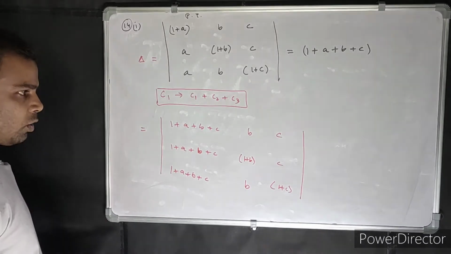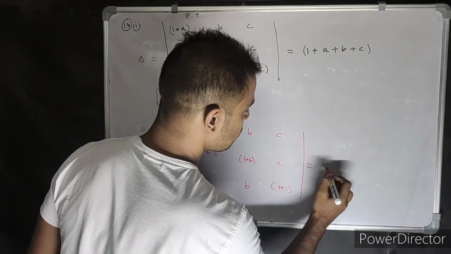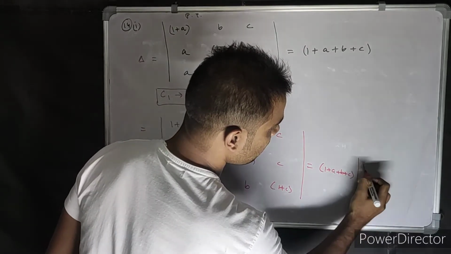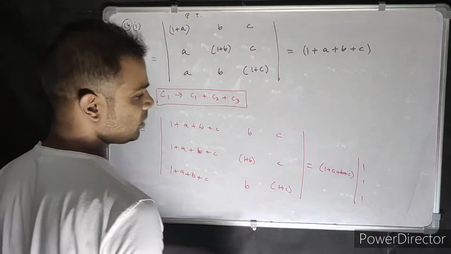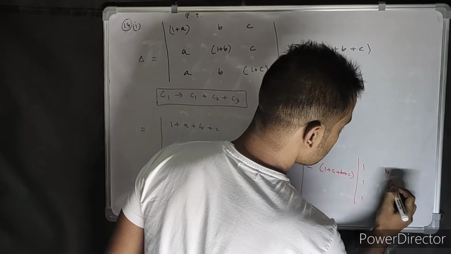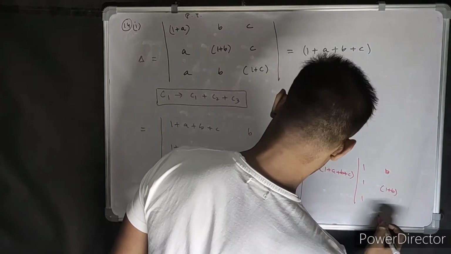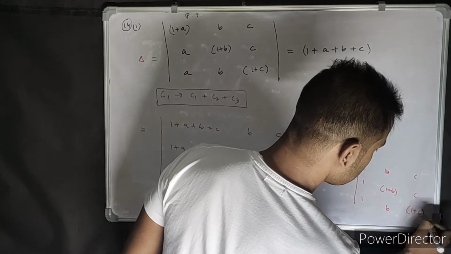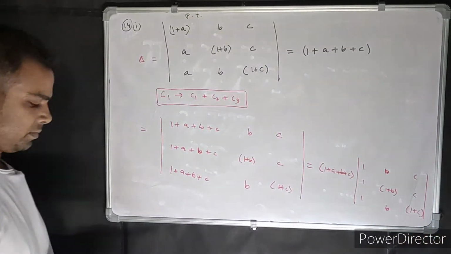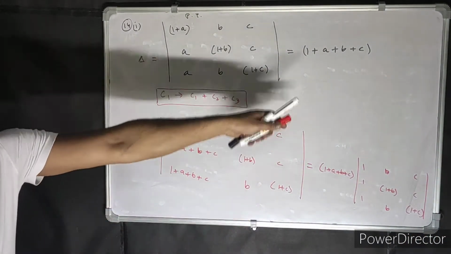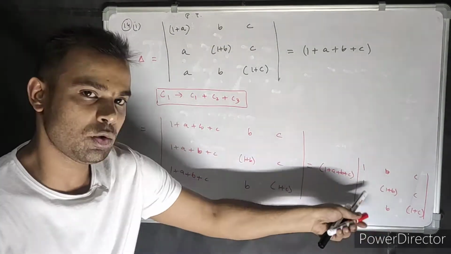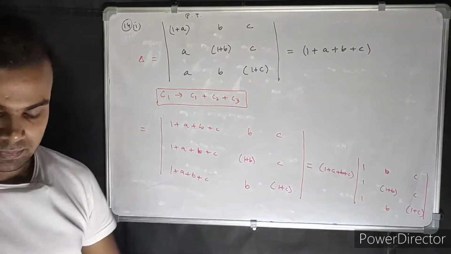Now take out this as common: 1 plus a plus b plus c, and then you're left with 1, 1, 1. Rest is all copied: b, 1 plus b, b, c, c and 1 plus c. So you see, you're getting this part. The only thing is that you have to get this determinant equal to 1, and then you'll get this.